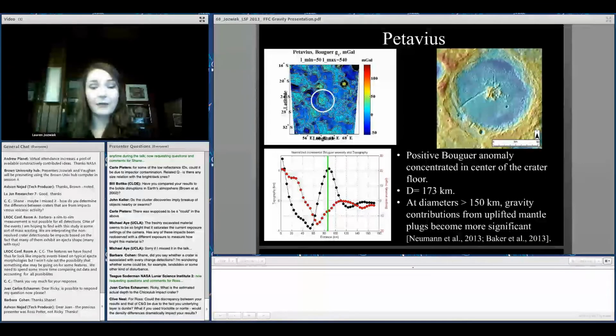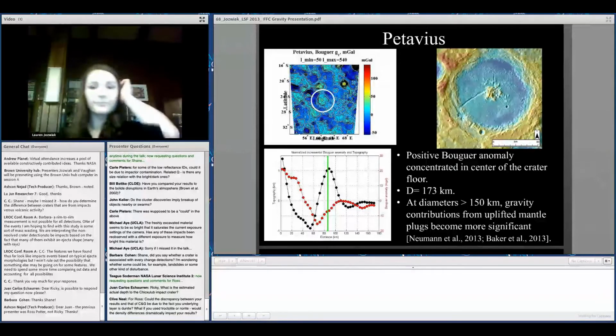So here we have the crater Petavius. I'll note that it is a large crater with a diameter of 173 kilometers, and that recent studies by Neumann and Baker et al. have shown that for craters with diameter greater than 150 kilometers, you start to get gravity contributions from uplifted mantle plugs, and as such, there is almost definitely a contribution in this crater, which is contributing to this central Bouguer anomaly that you see on the crater floor.